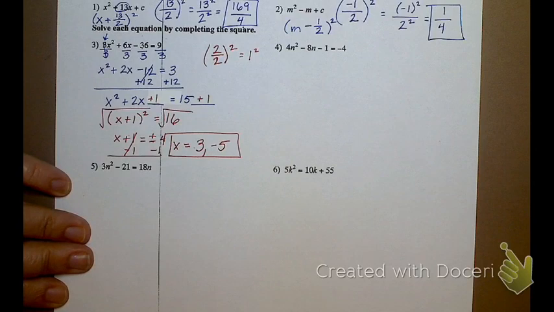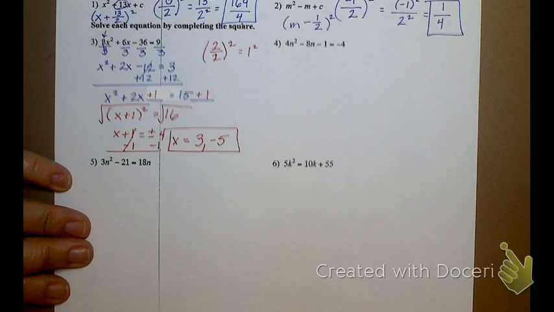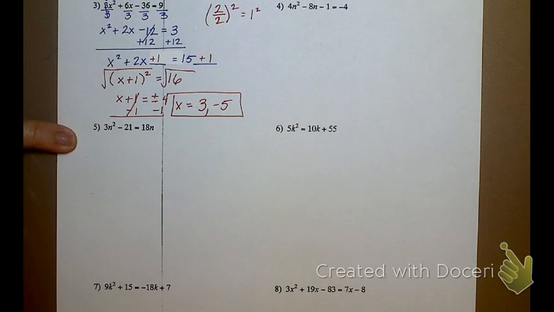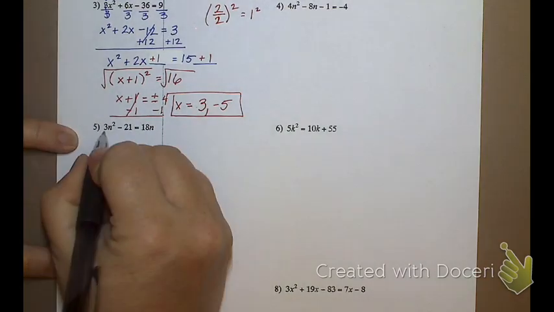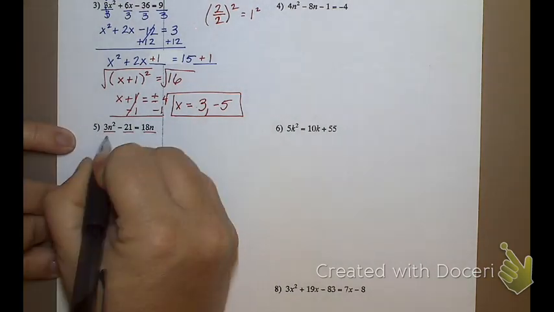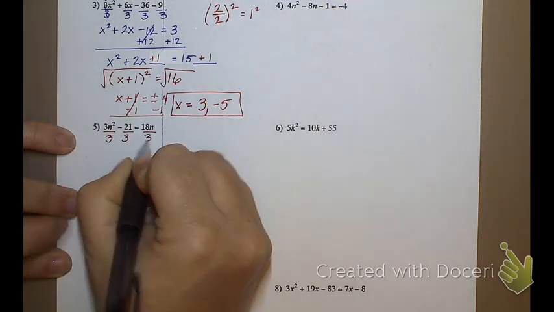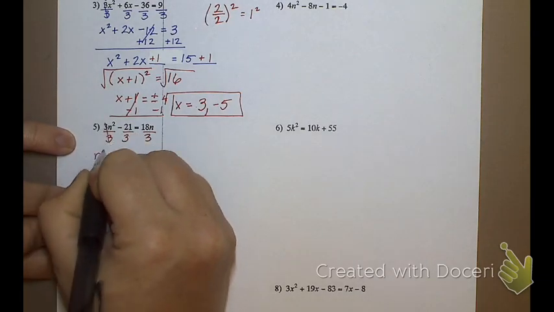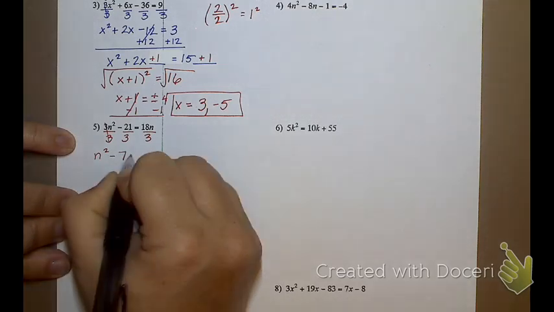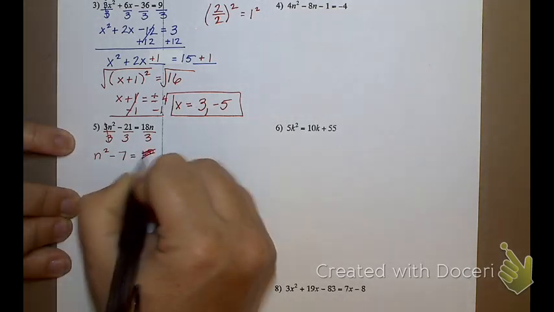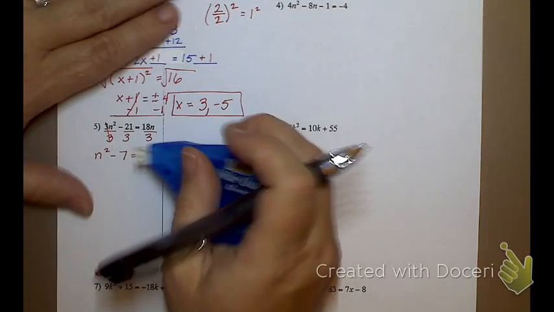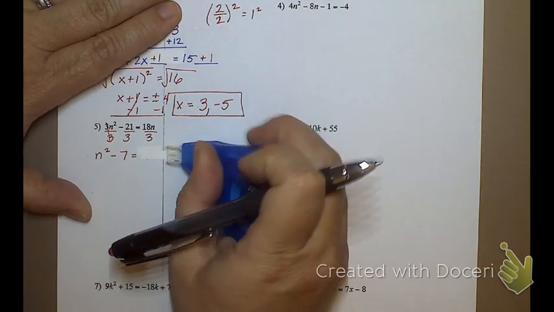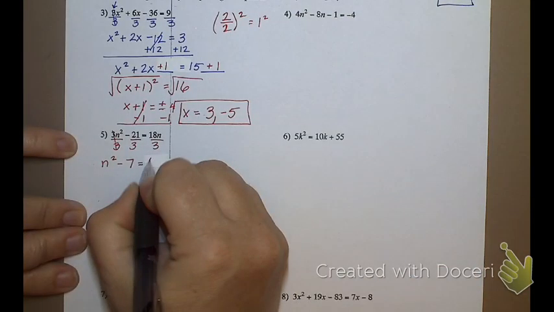Let's see. Are there any other problems where I can divide everything by something? No. Are you sure? Wait, no, number 6. Number 5 and 6. Yeah. So let's divide them all by 3. That gives me n squared minus 7 equals 8 equals 6n.